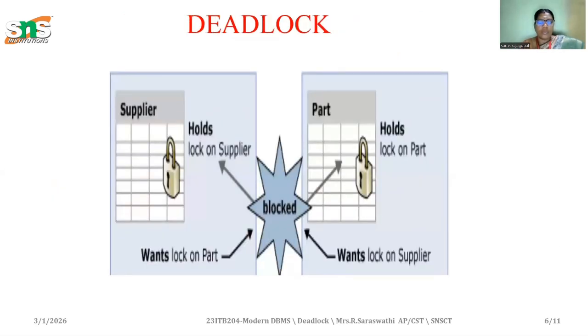Here is a practical example of a deadlock. The supplier holds a lock on the supplier table, and the part holds a lock on the part table. The supplier wants a lock on the part, and the part wants a lock on the supplier. If the supplier releases the lock, then only the part can be used. If the part releases the lock, then only the supplier can be used. Both will be blocked. This situation is a deadlock.